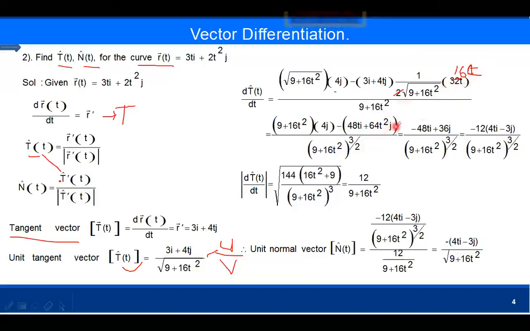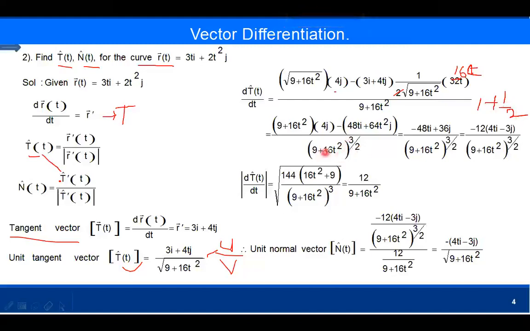And so you can write 9 plus 16t square raised to minus 1 by 2 into, here the power is 1. If you add these powers, 1 plus 1 by 2, taking the LCM of these two, we will get 3 by 2. Therefore we get 9 plus 16t square raised to 3 by 2.